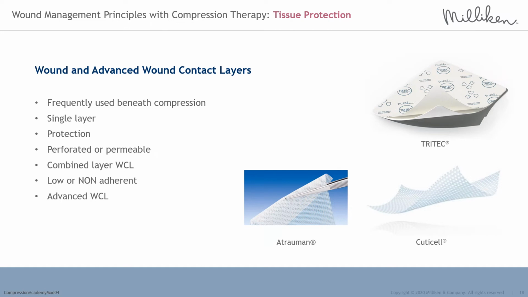They are designed to protect fragile and new wound tissue. They can be perforated or permeable, allowing exudate to pass through into a secondary dressing. Combined layer wound contact layers have an absorbent layer behind to capture the exudate. They may be low adherent or non-adherent advanced wound contact layers. This will be dependent upon the materials and construction.